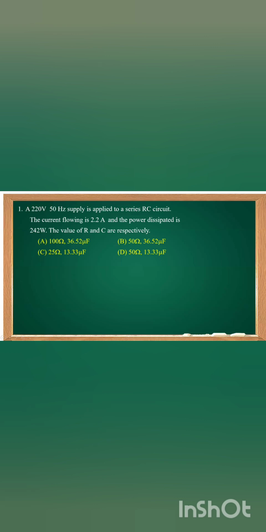A 220 volts 50 hertz supply is applied to a series RC circuit. The current flowing is 2.2 amperes and the power dissipated is 242 watts. The values of R and C are, respectively? Right?